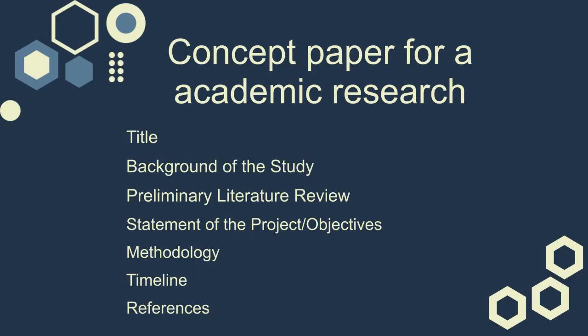Next is a concept paper regarding academic research. First, you will start with the title, background of the study, preliminary literature review, statement of the project or your objectives, methodology, timeline, and references. I will be explaining the parts of a concept paper for academic research. Kindly get a pen and paper to write down references. So first, we will start with title.